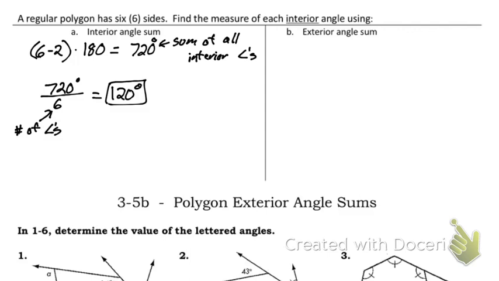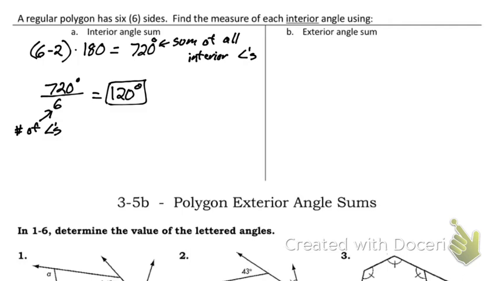Forget all this. We're going to pretend like we didn't do this. We're going to use exterior angles to come up with the measure of one interior angle. All right, we are going to use the exterior angles sum to come up with how many angles we have.